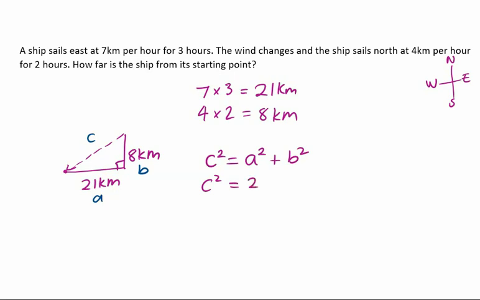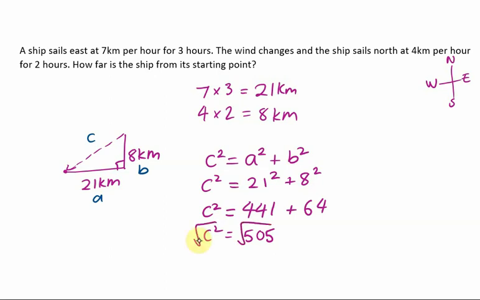Our value for A is 21, and our value for B is 8. And so we calculate C squared is equal to 21 squared, which works out to be 441, plus 8 squared, which is 64. And so C squared is equal to 505. We want to know C, not C squared, so we'll take the square root of both sides. And we're left with C equals 22.5 kilometres.